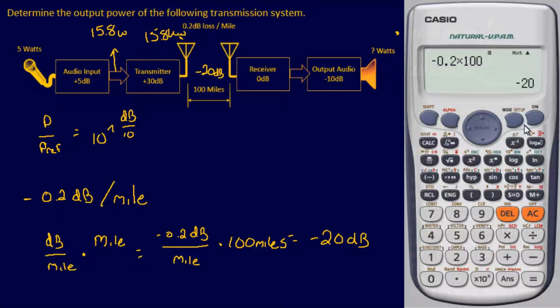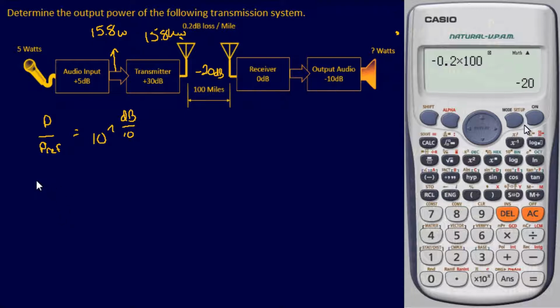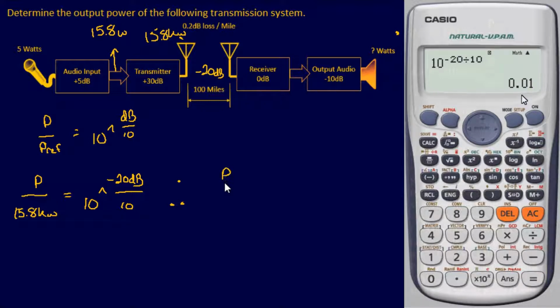All right, let me clean this up. And we're going to do the same thing again. We're going to say our power over our power reference. For this one, it's 15.8 kilowatts equals anti-log. Now for this one, it's going to be a negative 20 decibels over 10. And if you plug and chug this in your calculator, it's going to come out to be power over 15.8 kilowatts equals 0.01.